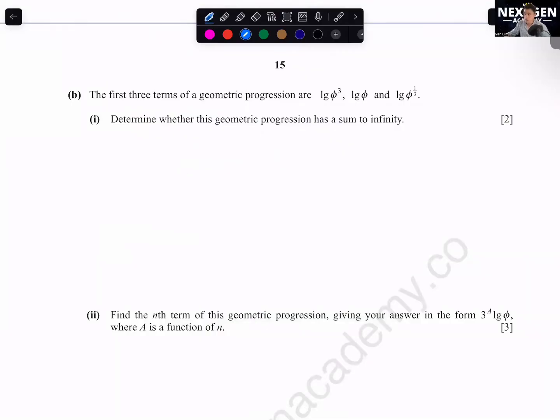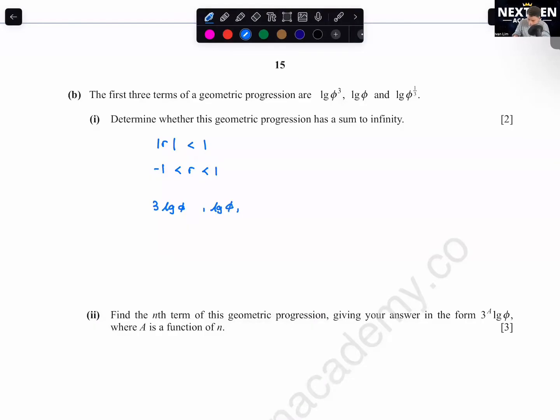So for sum to infinity, there is this one, right? Modulus r is less than 1. If I open this up, my r needs to be between negative 1 and 1. So in short, the value of r needs to be between 0 and 1 or 0 and negative 1. So we need to check the r value. What is the r value? So I got these three values here.